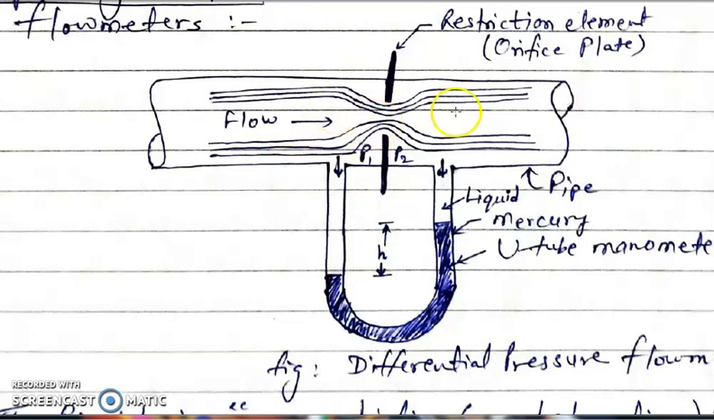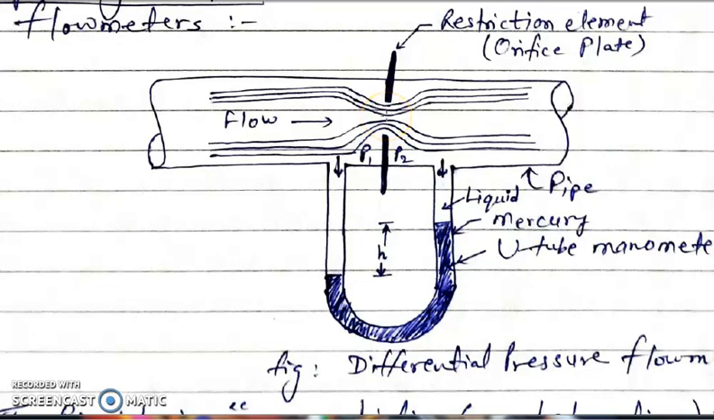So this is the cross section of an orifice plate, and the orifice plate provides a restriction in the channel or pipe through which the fluid is flowing. Here you can see that on the left side the flow area is wider, and at the restriction element the flow area is compressed.